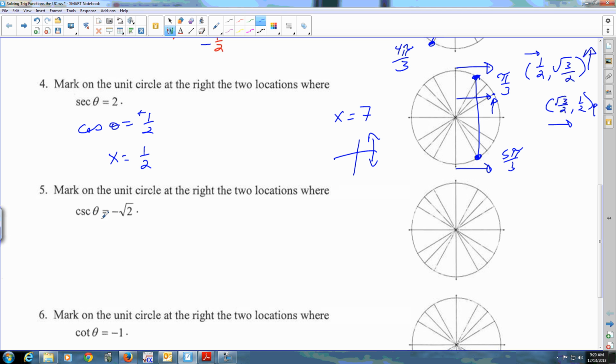Okay, cosecant is negative square root of 2. Okay, cosecant's related to sine. Sine of theta, so that would be this. And you rationalize it, and you get negative square root of 2 over 2.